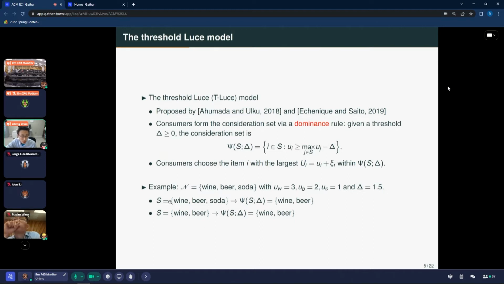And if we offer the consumer all 3 items, the consumer will only consider wine and beer because UW minus US is 2, which is higher than 1.5, right? So in the first stage, they will automatically screen out soda. They will never consider soda. But if we only offer wine and beer, the consideration set is just the same as the offer set; nothing gets screened out.